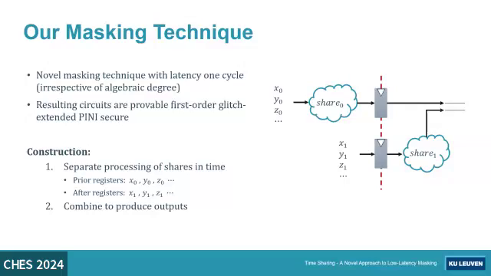So what I'm going to present is a novel masking technique with latency 1 cycle. That's the new thing, irrespective of the algebraic degree of the function that we want to mask. If you think back a couple of slides, I showed you that for the S-box, the latency depends on the multiplicative depth of the circuit. That's not the case here. So we always have latency 1 cycle, regardless of the function. And the resulting circuits are provably first-order glitch-extended PINI secure.